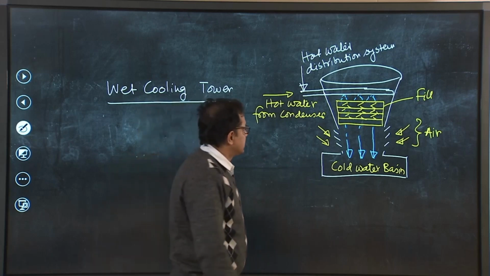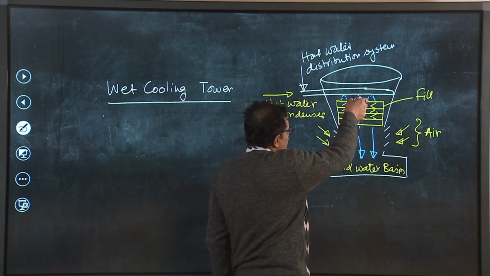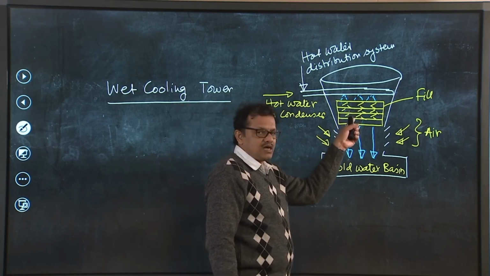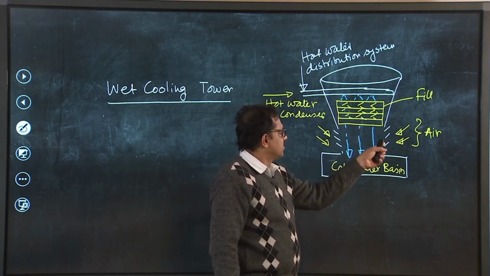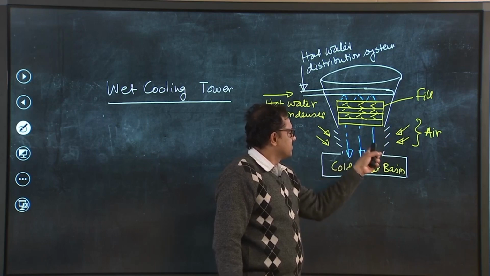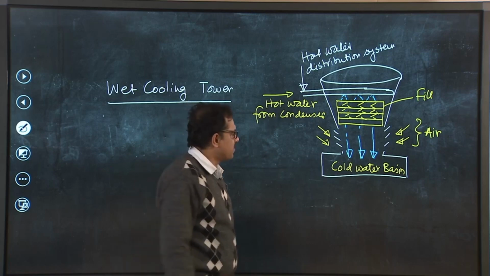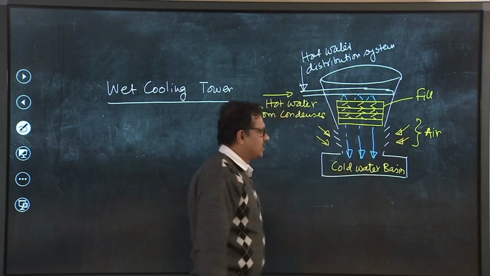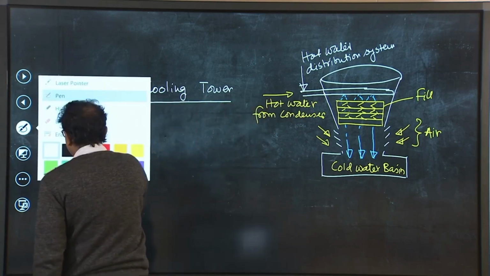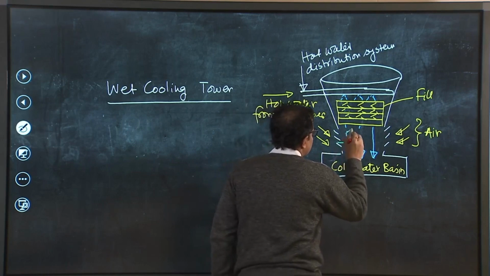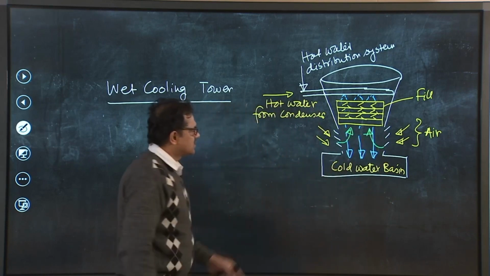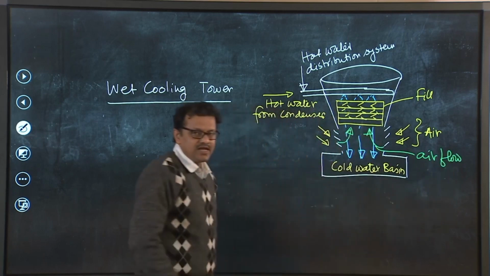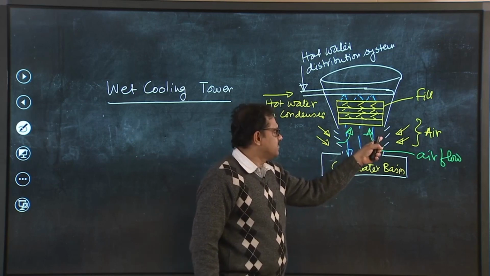Since this hot water distribution sprays water over this special arrangement that is called fill structure or bars, the water flows over that structure, and due to gravity water comes down. Now, you can see that there is another type of arrangement through which ambient air is allowed to flow into the cooling tower. So, this is the air flow. This special arrangement is known as louvers.